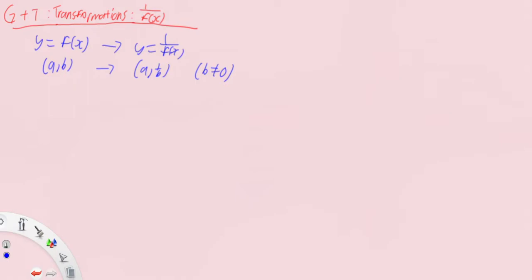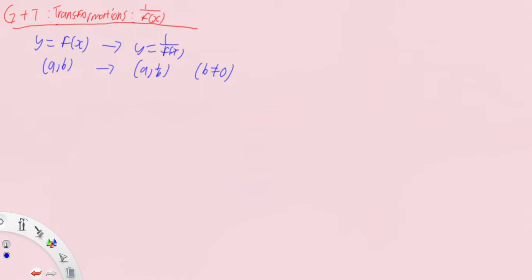Alright, so this is the idea right here where the corresponding point (a, b) will become the corresponding point (a, 1/b). And let's move on from the general transformations to more specific transformations. We start with the idea that if f(x) is positive, then y equals 1 over f(x) will be positive. If f(x) is negative, then 1 over negative would still be negative.